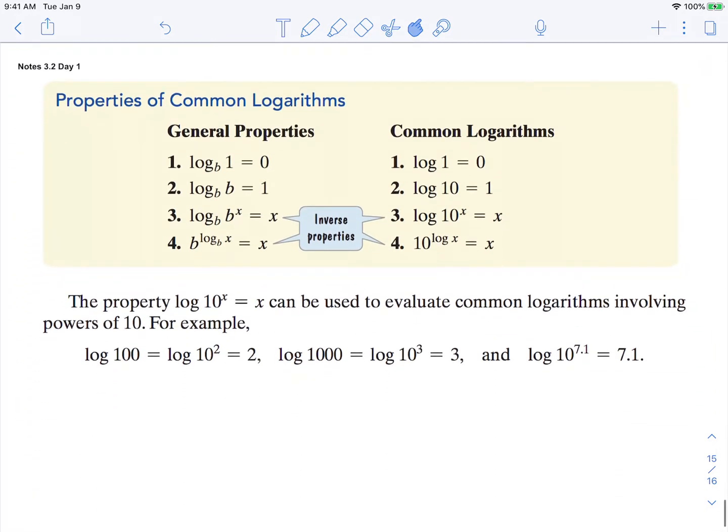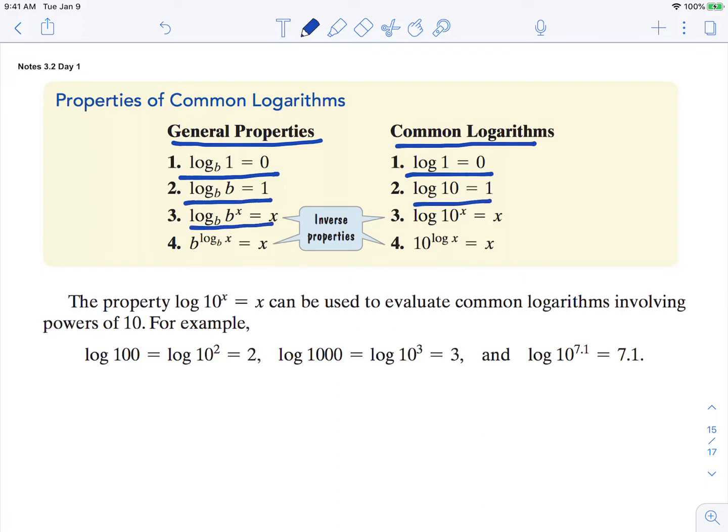So here are some properties of the common log. They are very similar to the general properties. So here's any base, and here's base 10. Any base, base 10. Then we have our inverses below.